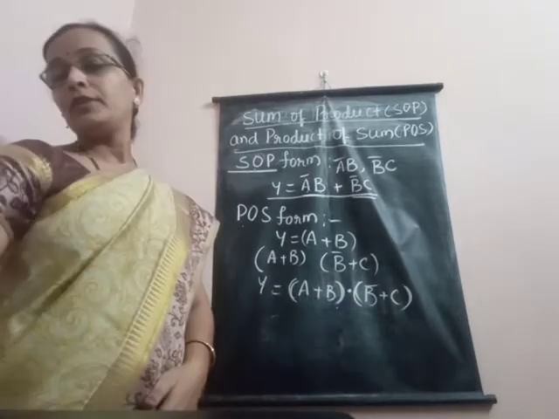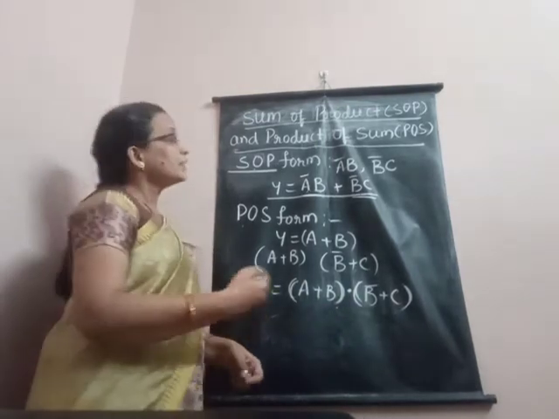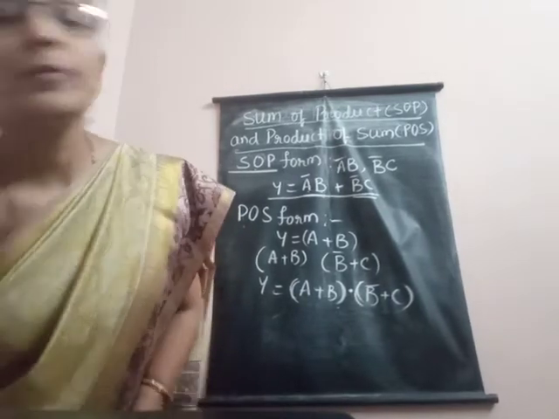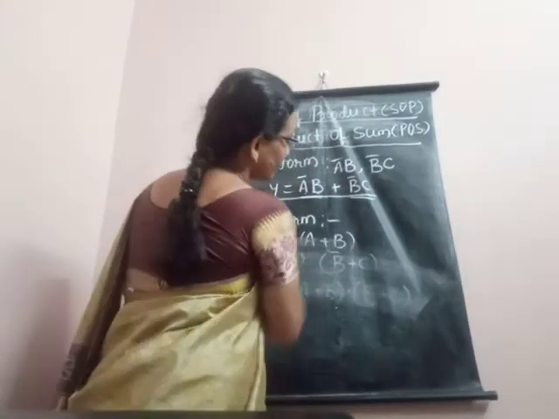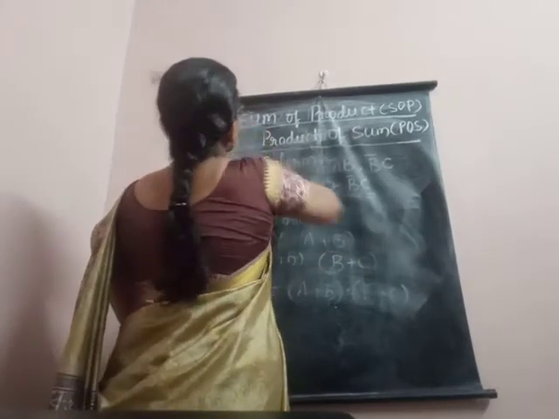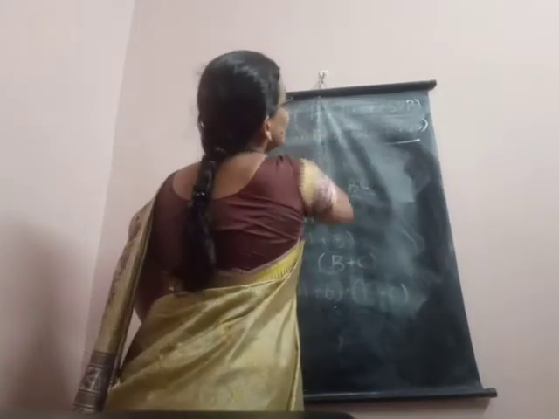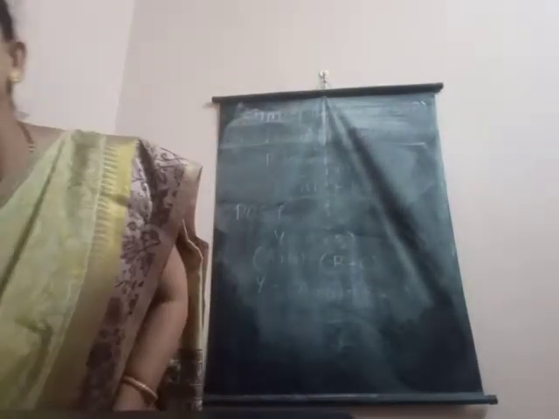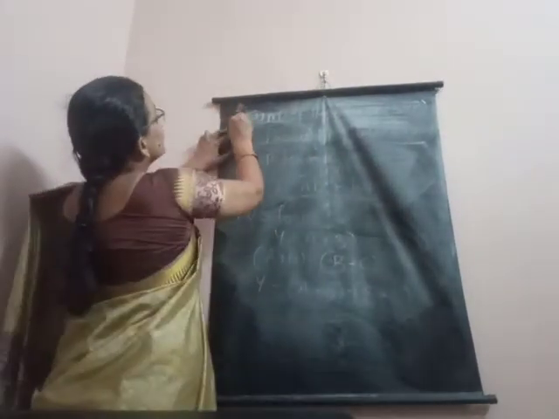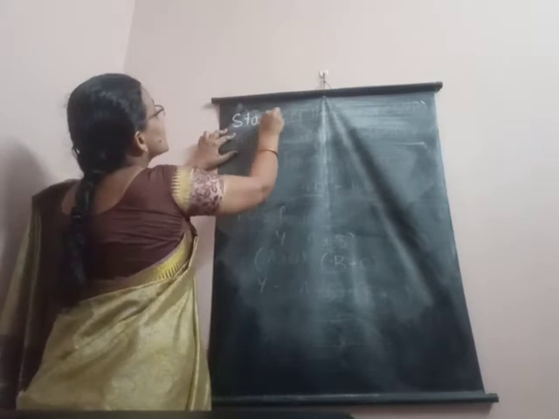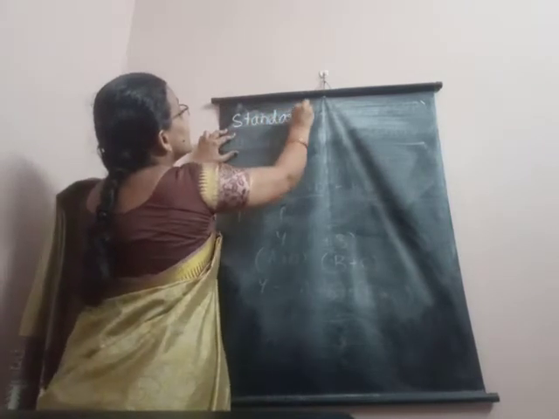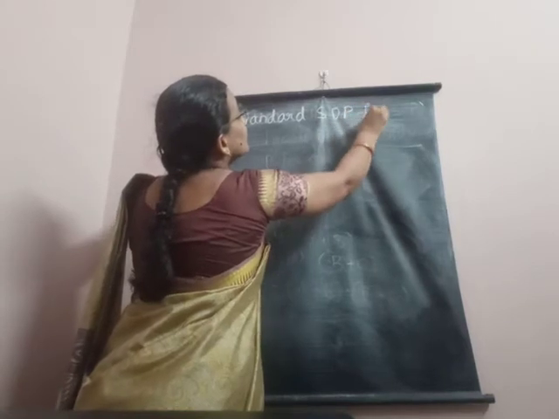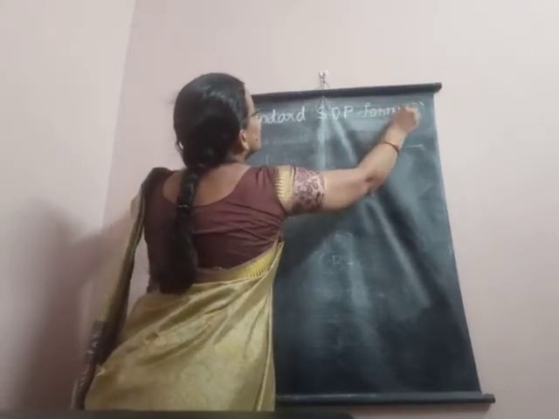ANDing of OR variables. Next, coming to the standard sum of product and standard product of sum form, or in other words, those are also known as the canonical form of sum of product and product of sum form. Next, we will see the standard sum of product form.